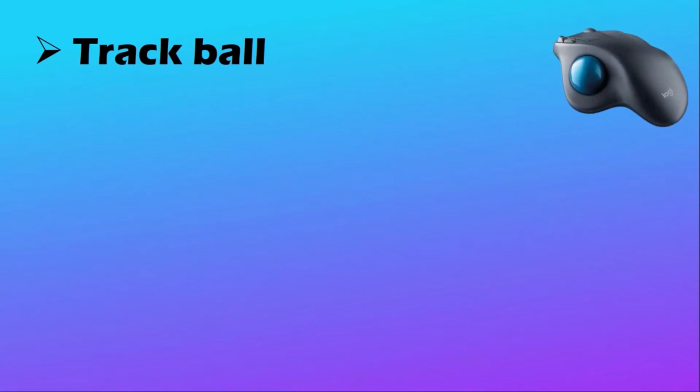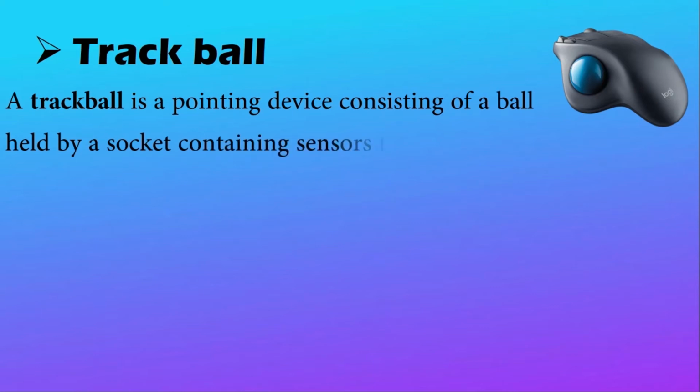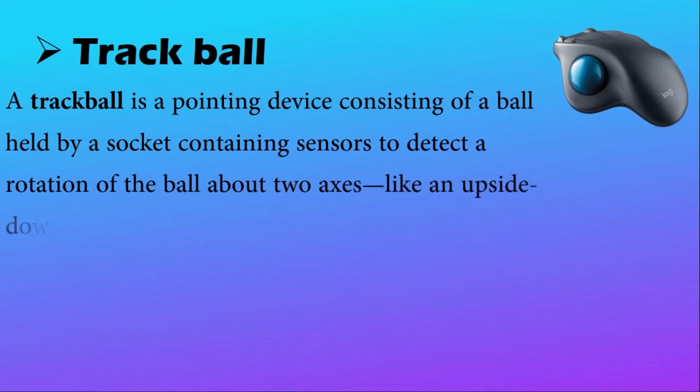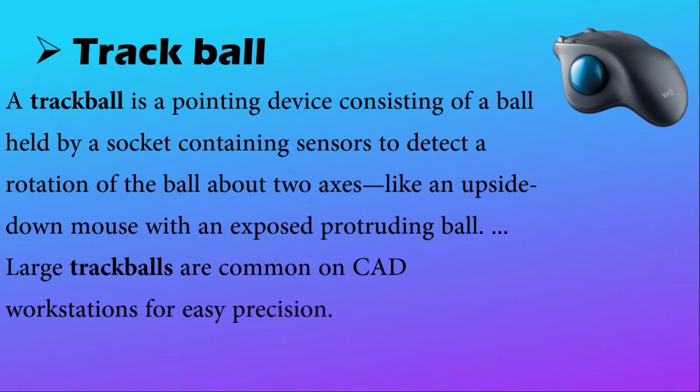Next up is the trackball. This is the picture of the trackball. You can see that it has a ball which is blue in color. A trackball is a pointing device consisting of a ball held by a socket containing sensors to detect rotation of the ball about two axes, like an upside-down mouse with an exposed protruding ball. Large trackballs are common on CAD workstations for easy precision. This trackball, which is a pointing device, is used mostly in notebook or laptop computers.